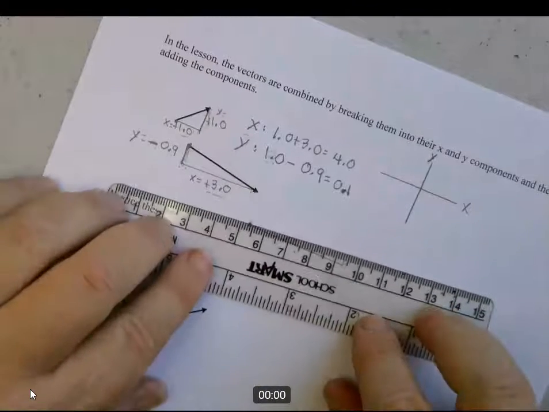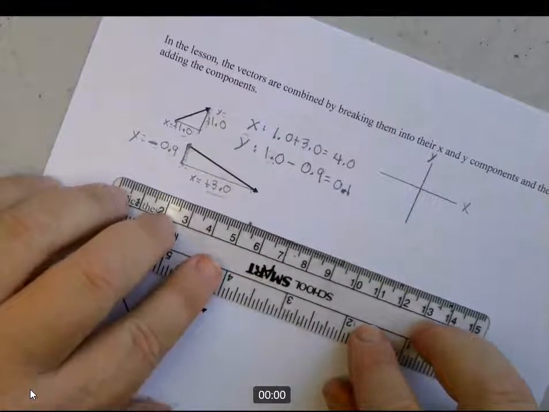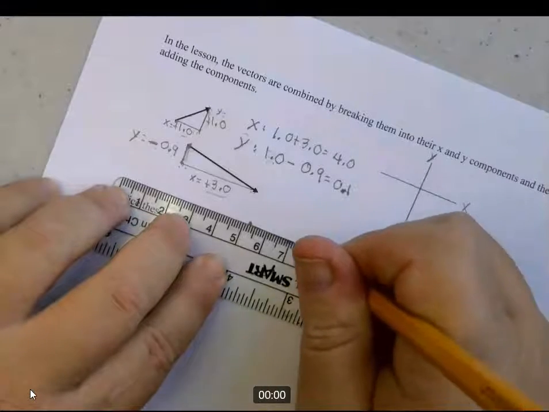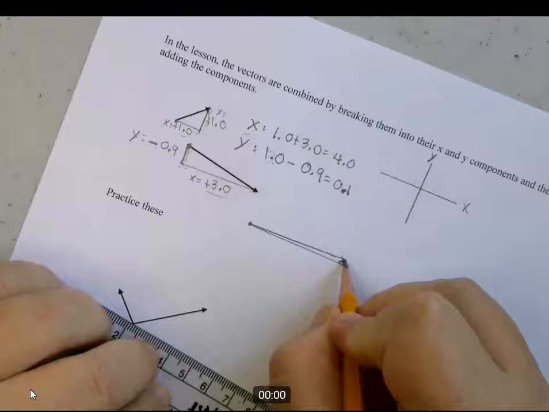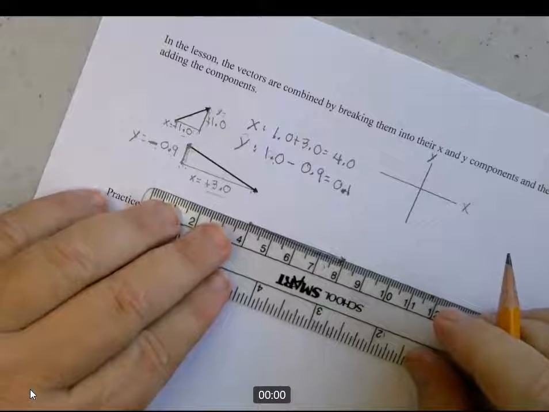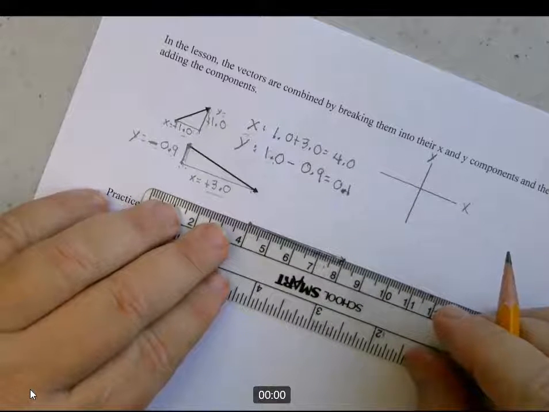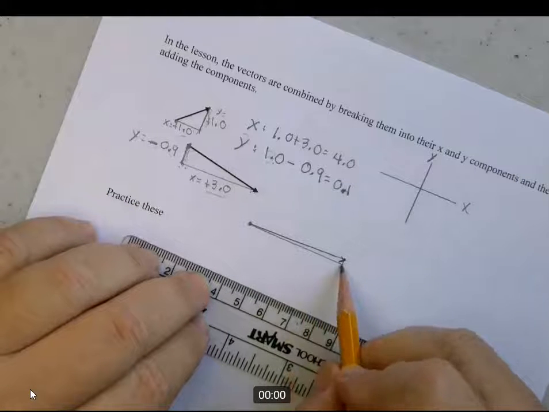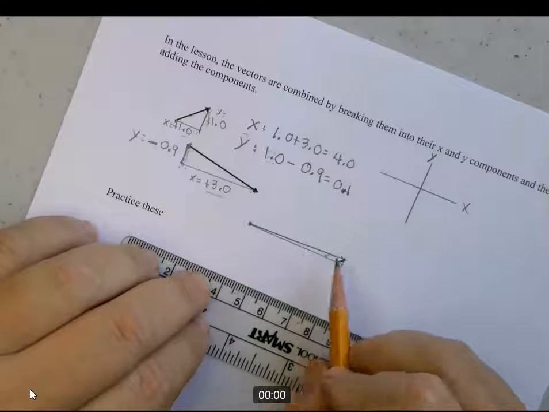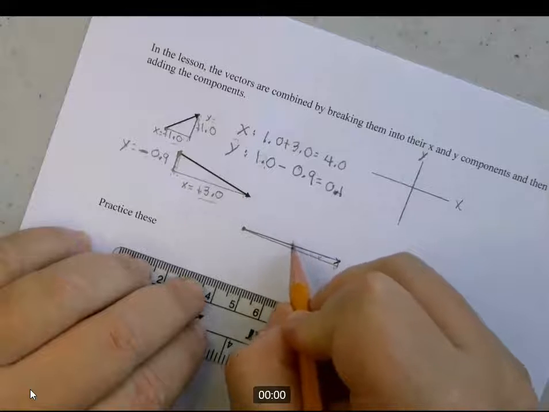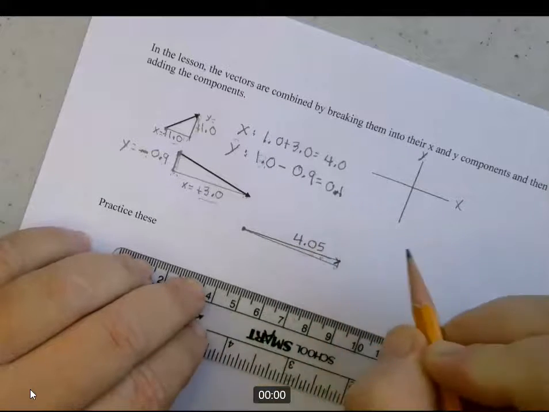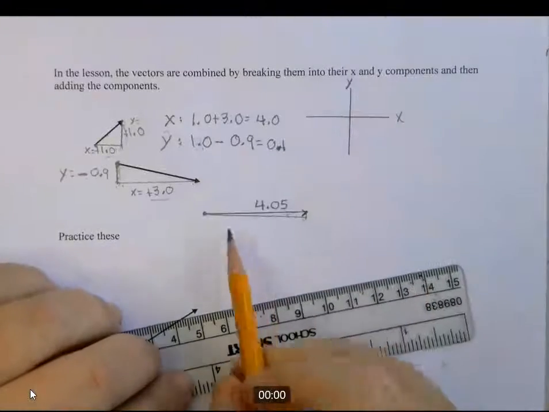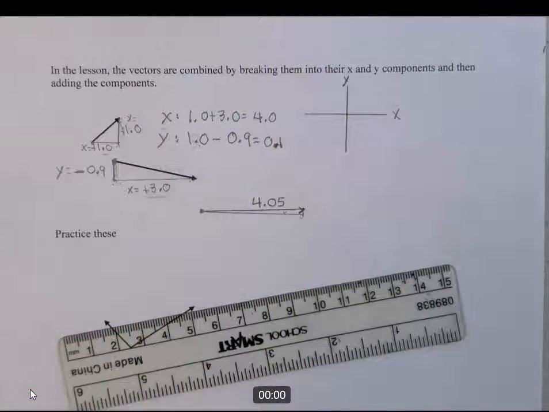And so what that's going to give me is a resultant that looks like this. I'll draw that heavier. And the distance is ever so slightly greater than 4. If this is 4, then this one is a hypotenuse of a triangle. It has to be longer than 4. I'm going to call it 4.05. I'm kind of making that one up and fudging a little. Centimeters.